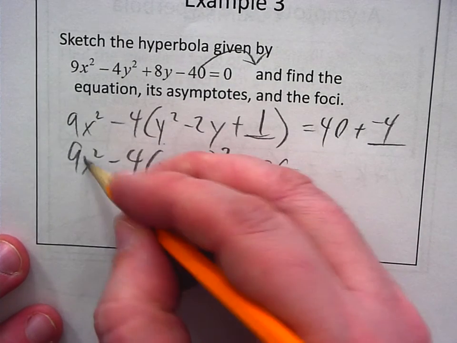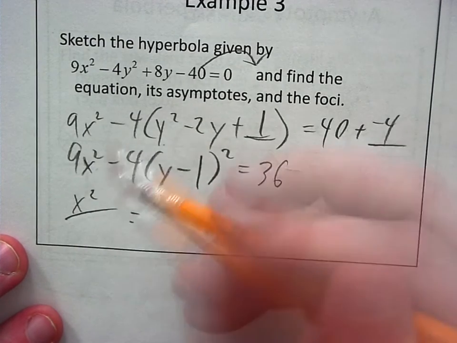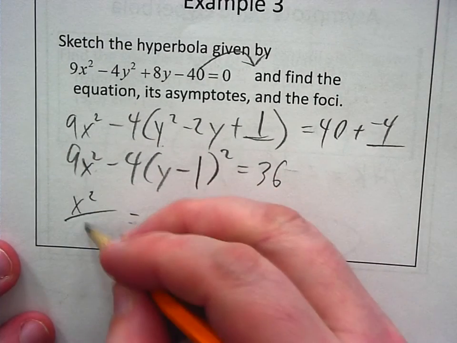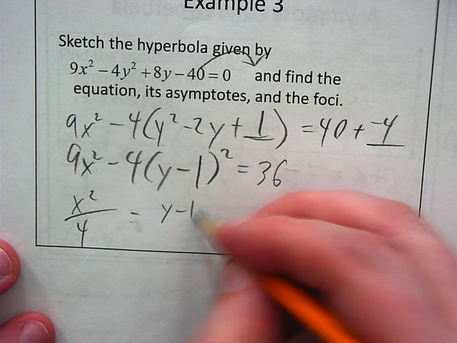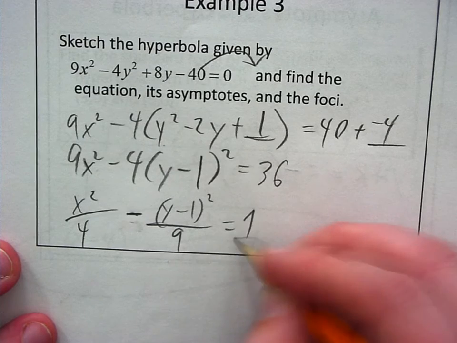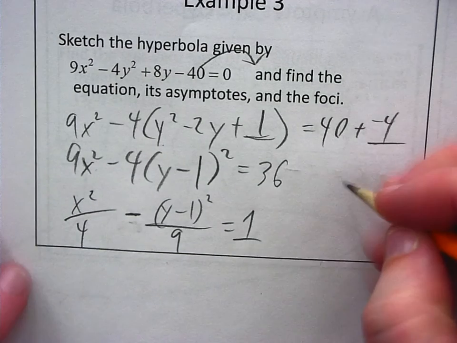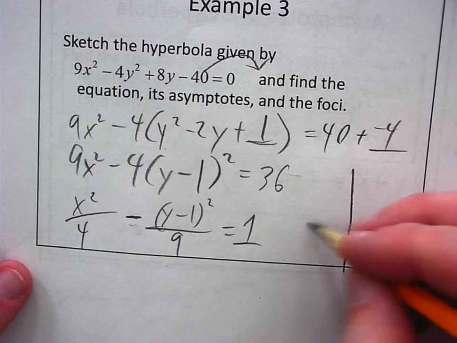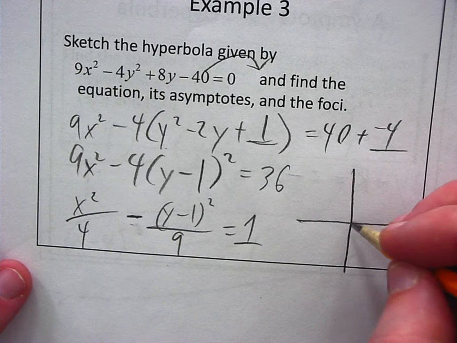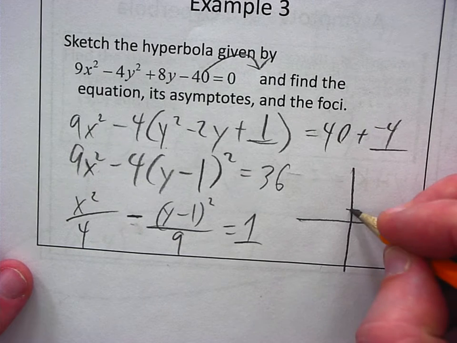So I end up with x squared over what? 4. And y minus 1 squared over 9. Okay, that's enough to get a start on the graph. Where's the center at? 0, 1. Horizontal or vertical? Horizontal. So I'm going to go just up 1.